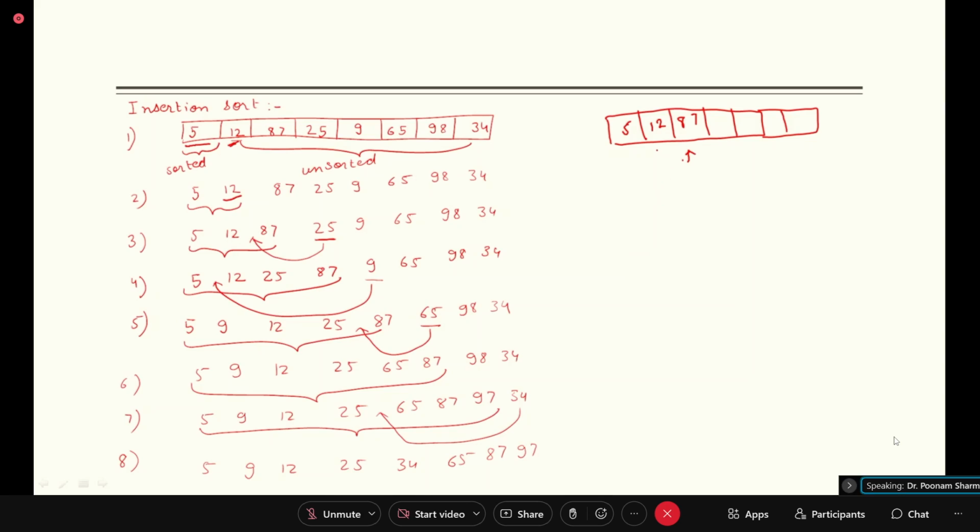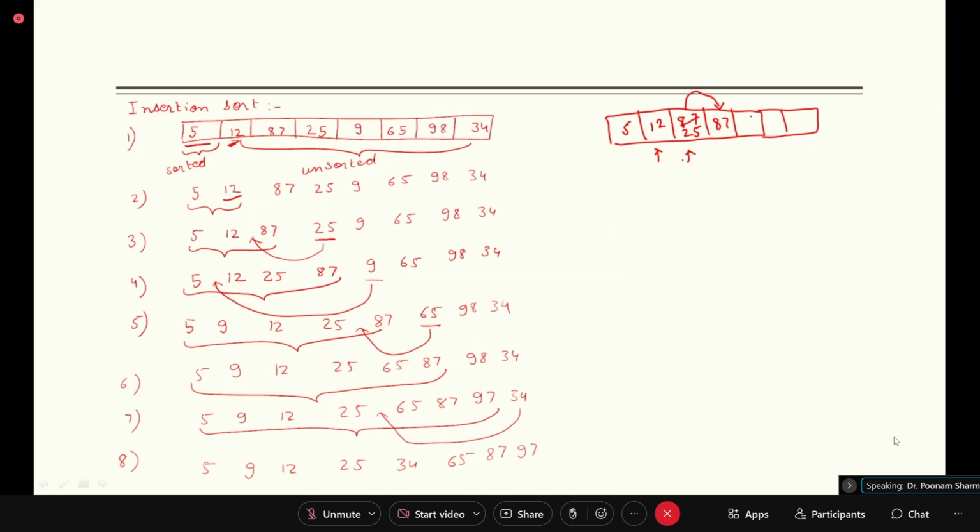This one says 87, this one says 12. So what 25 will say? I want a space in between both of you. So what this one has to say? This one will shift here. So this one will be removed. What will be entered here? 25 will be entered here.